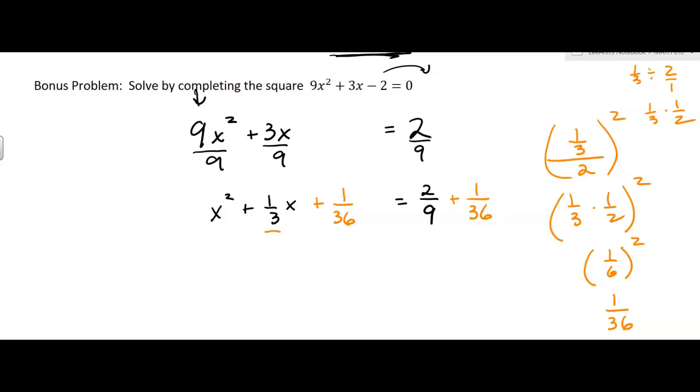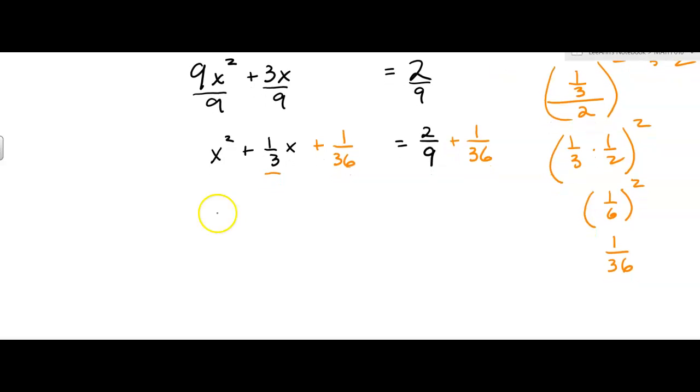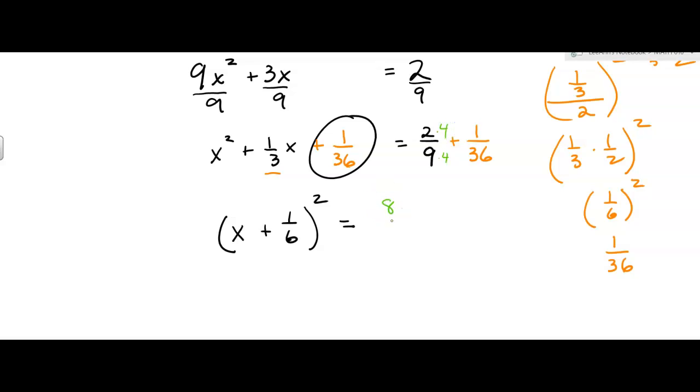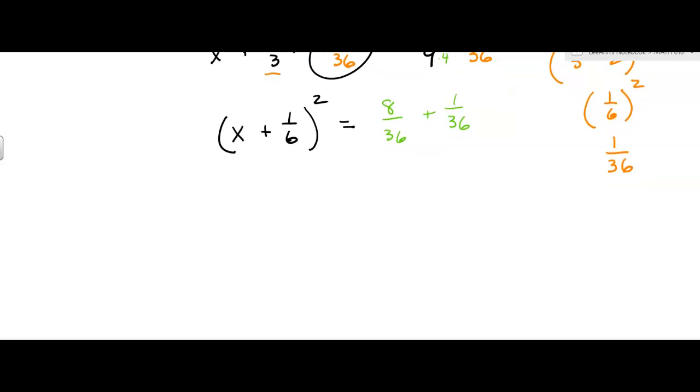Whew, okay, so this is a little tricky with all the fractions, but that's okay. Fractions are our friends. X plus, now remember, take the square root of that. So 1 over 6 squared. Now I've got to get a common denominator, right? I'll have to multiply by 4 here. So that gives me 8 over 36 plus 1 over 36. Okay, keep going. So 9 over 36. Okay, so now I can take the square root of both sides.